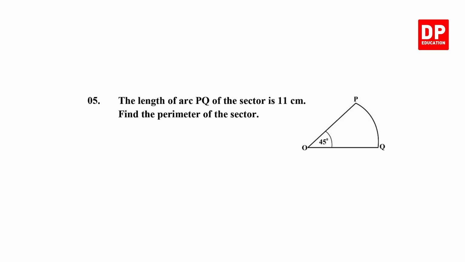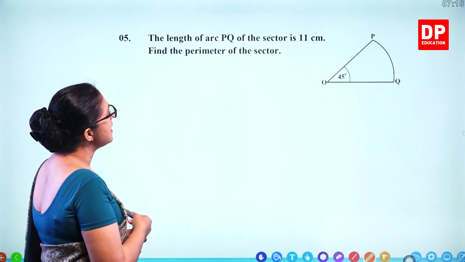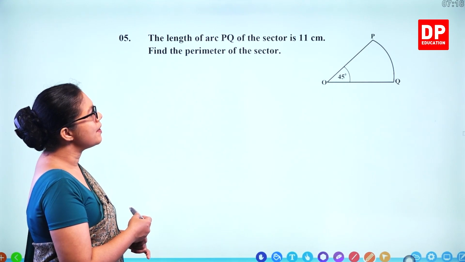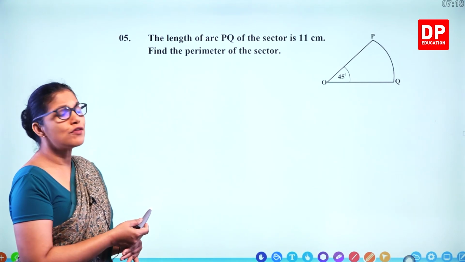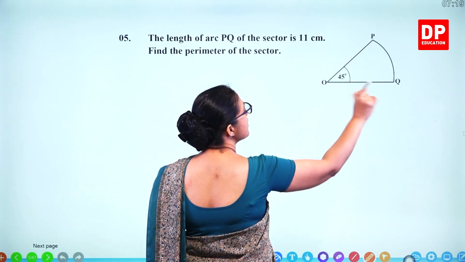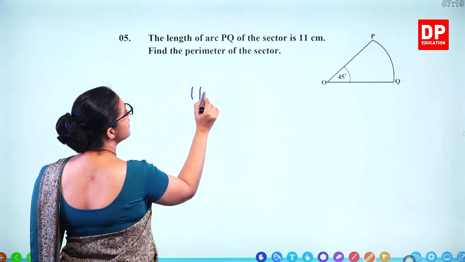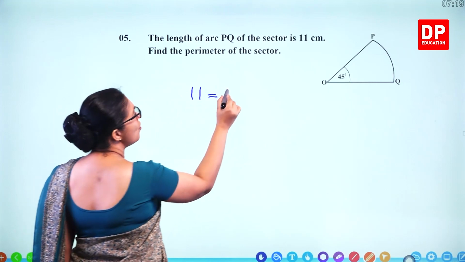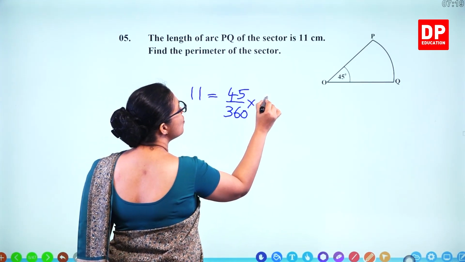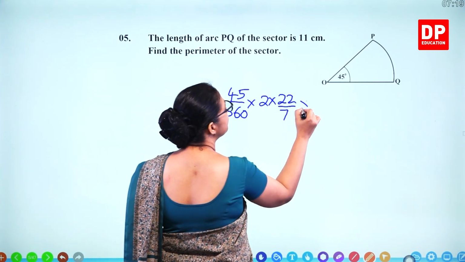Question number 5. The length of arc PQ of the sector is 11 centimeters. Find the perimeter of the sector. So how do you find the perimeter? First you have to find the radius. If you know the radius, then it's radius plus radius and the arc length. But the arc length is given, 11. That's equal to 45 over 360 into 2 pi r.